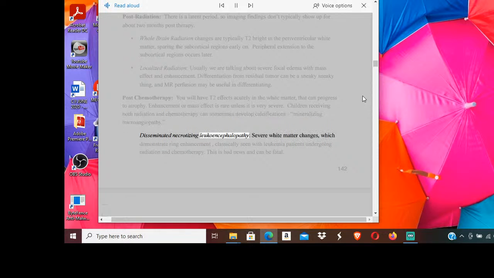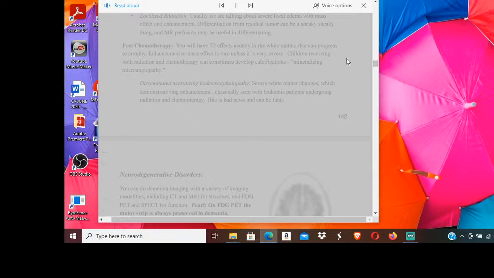Disseminated necrotizing leukoencephalopathy, severe white matter changes, which demonstrate ring enhancement, classically seen with leukemia patients undergoing radiation and chemotherapy. This is bad news and can be fatal.